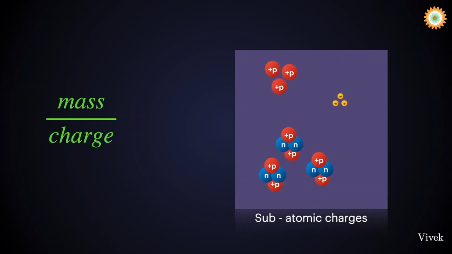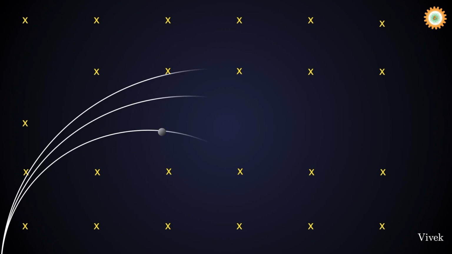This equation helps to find the mass by charge ratio of subatomic particles. By firing them through a magnetic field, if we know the charge velocity and magnetic field, we can find the mass by charge ratio of subatomic particles.